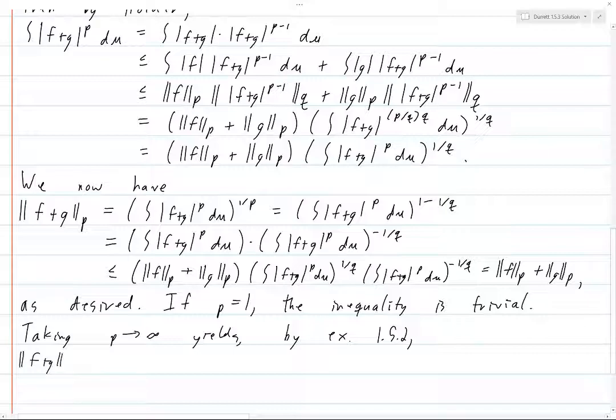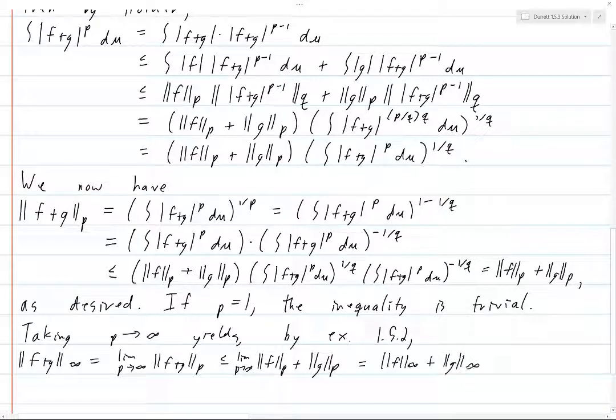||f+g||_∞ is just the limit as p goes to infinity of ||f+g||_p, and every ||f+g||_p is less than or equal to ||f||_p + ||g||_p, and so you could just take the limit of this inequality and it will still hold, but then this limit is precisely ||f||_∞ + ||g||_∞, and so it holds as desired.